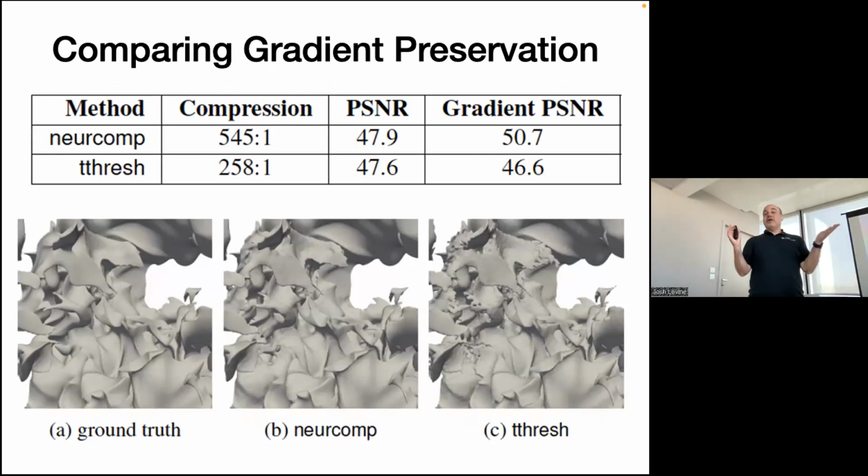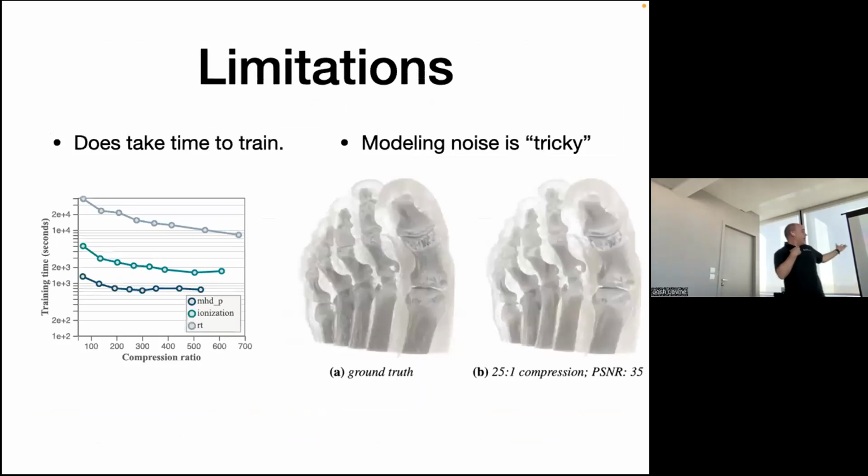So at this point, you should probably ask, well, is there anything bad about this algorithm? And there are a couple places where I think there are some pretty severe limitations. It's a neural network, so it takes time to train. These times are basically reported in seconds, and here we're reporting in thousands of seconds. So in the end, to do compression, it takes maybe an hour for the volumes we were working with.